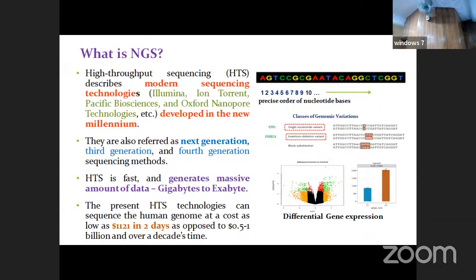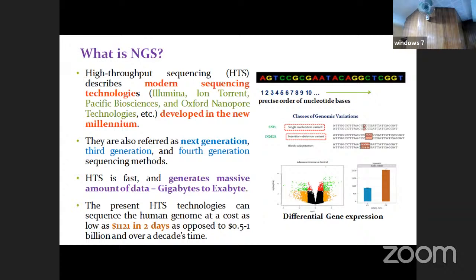Okay, now once you are sequencing a genome, what is the goal? As you can see, present technology can sequence the human genome at a cost as low as $1,000, instead of 0.5 to 1 billion and over a decade of time taken for the human genome project. Okay, the completion of the human genome project.